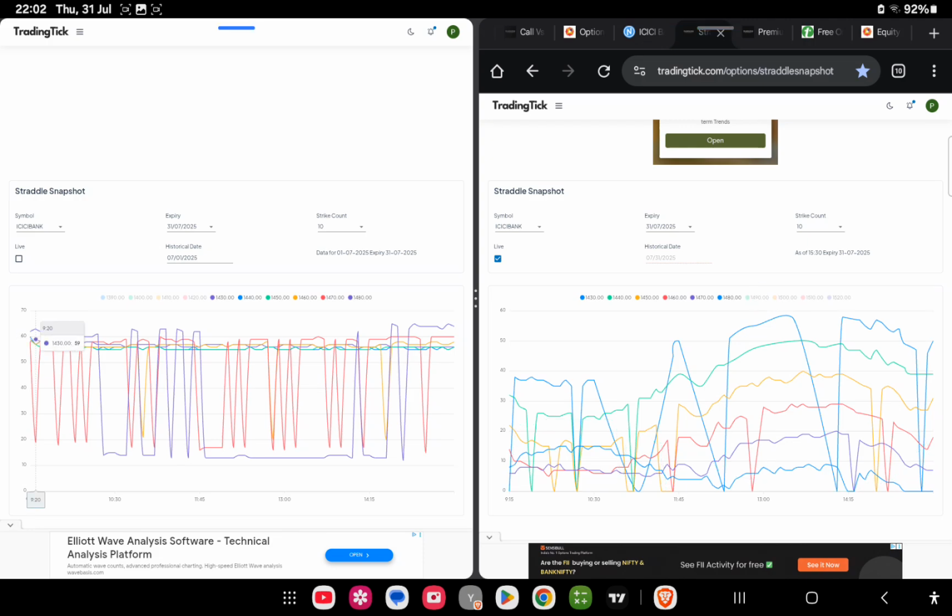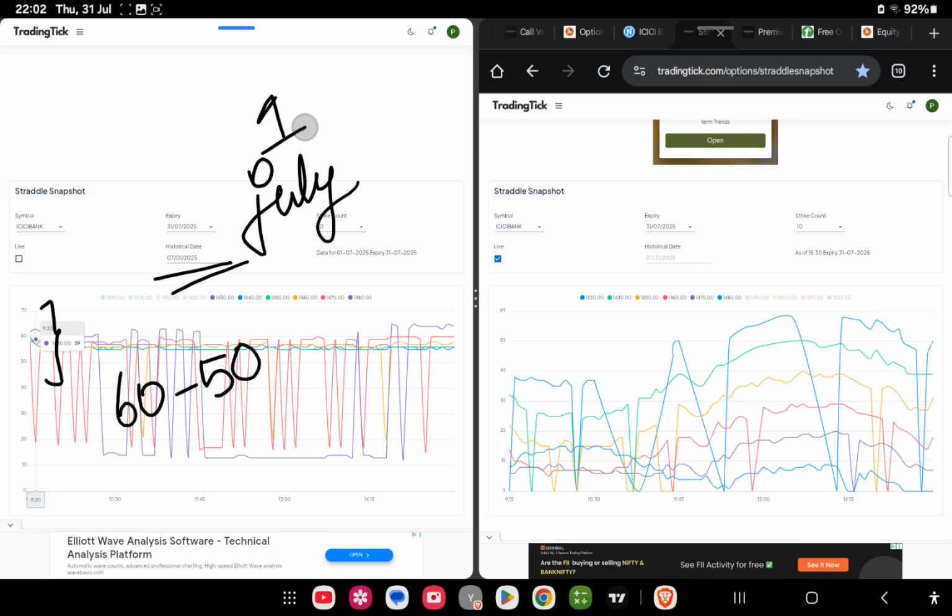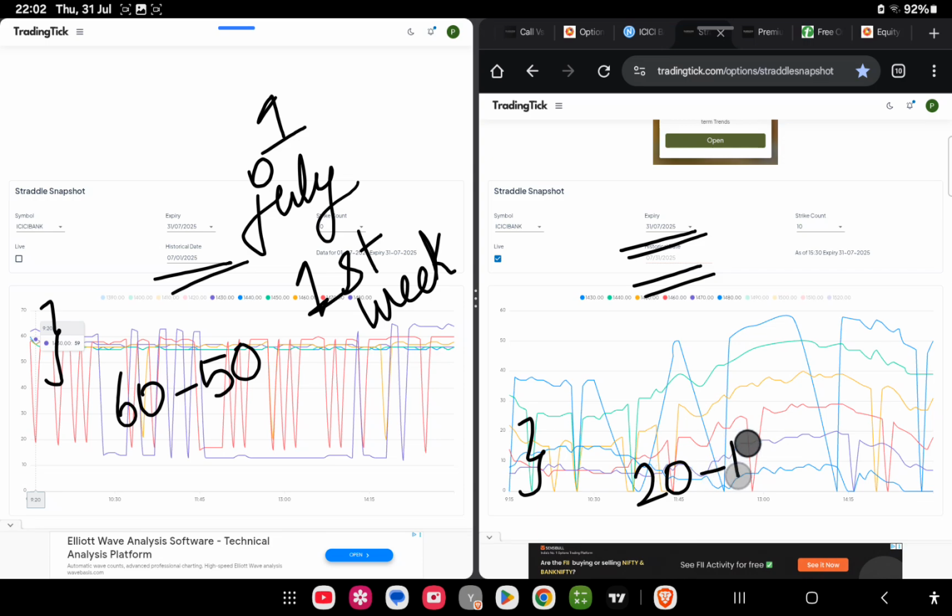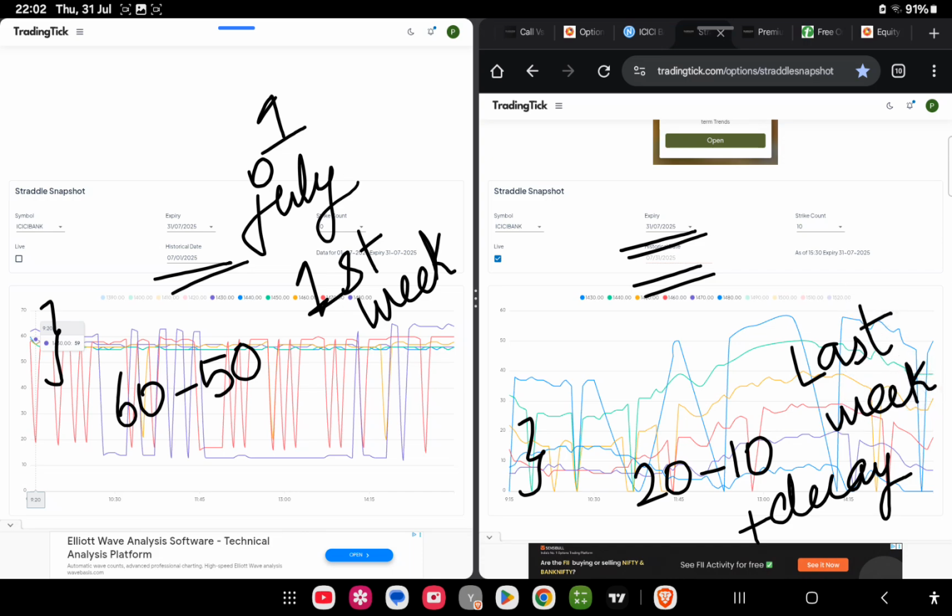You see the starting point is 60 to 50 on July 1st. Or let me take the first week. Now when you check 31st of July, everything came down to 20 to 10. You could see it's a positive decay. This is like the last week data. This is how you analyze monthly data.